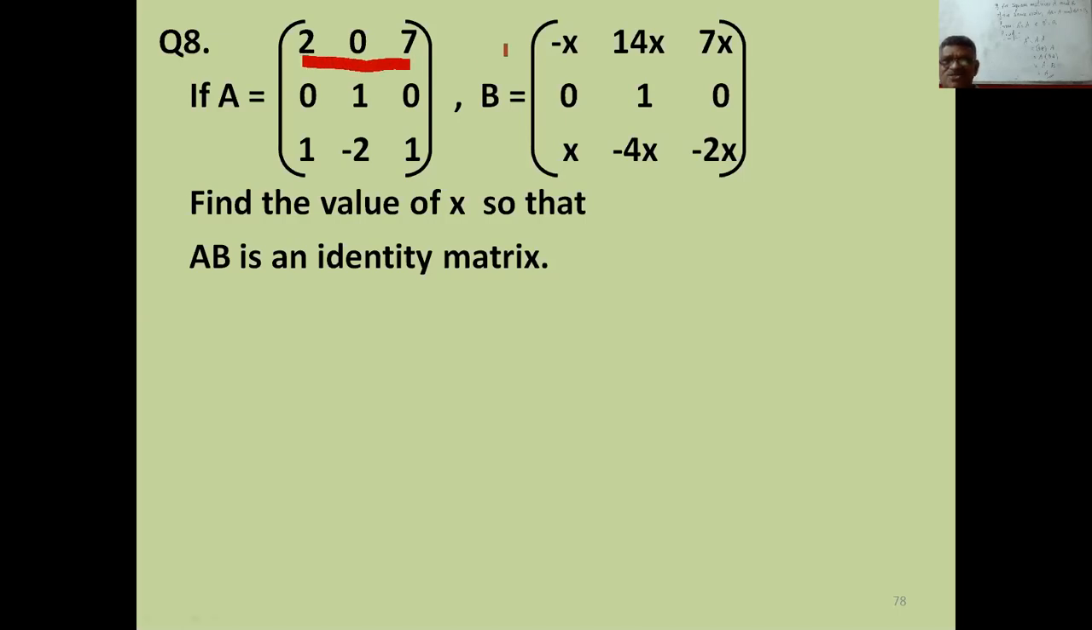Look at the first row and first column. When you multiply, you get 1. 2 into minus 6, minus 6 plus 7x, that is 5x. 5x equal to 1. So x equal to 1 by 5. Correct? 1 by 5. The rest we can easily verify later. All the rest satisfy the same.